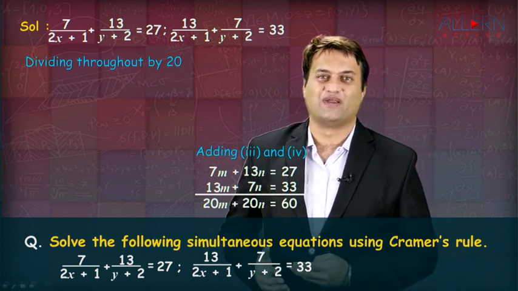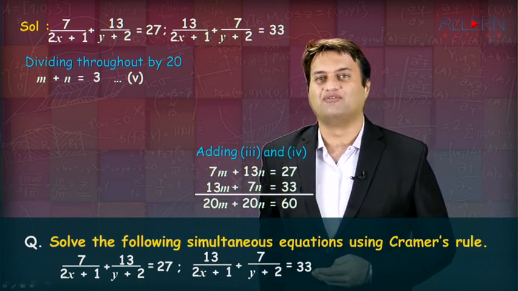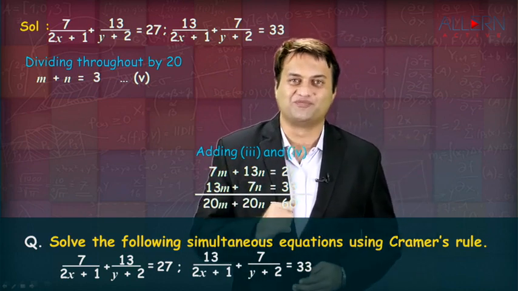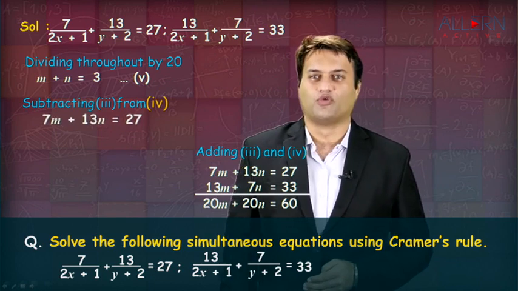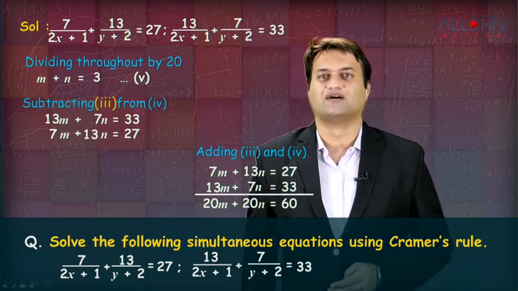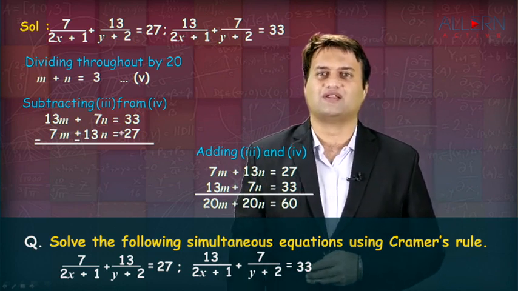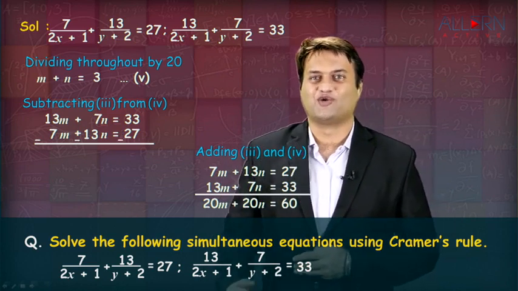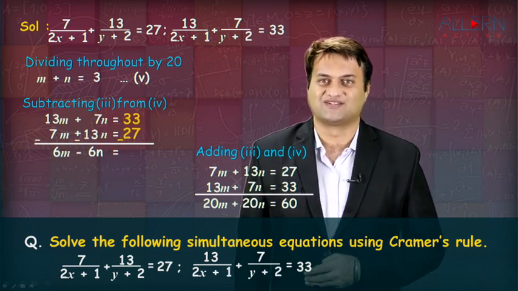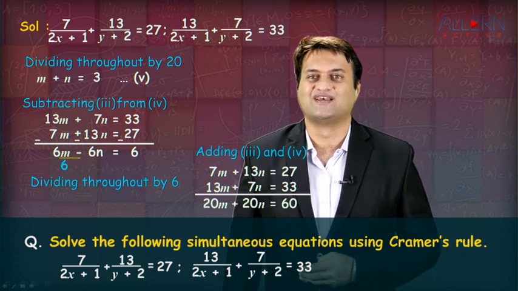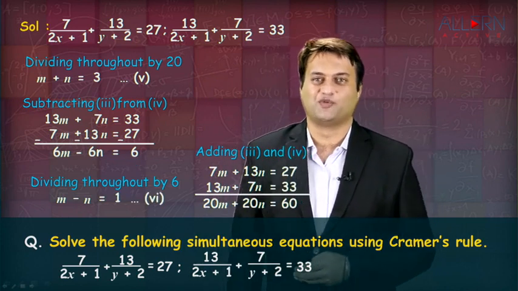The next step is dividing throughout by 20. So what we get is m plus n is equal to 60 upon 20, which is 3, and we get our fifth equation, that is m plus n is equal to 3. We are done with the addition step. Now the next step is subtraction. So let's subtract equation number 3 from equation number 4. First write the fourth equation, then write the third equation, and don't forget to change the signs. Plus 7m becomes minus 7m, plus 13n becomes minus 13n, and plus 27 becomes minus 27. So what we get is 6m, 7 minus 13, so it's minus 6n is equal to 6. Let's divide throughout by 6. We get m minus n is equal to 6 upon 6, which is 1. Let this be the sixth equation.